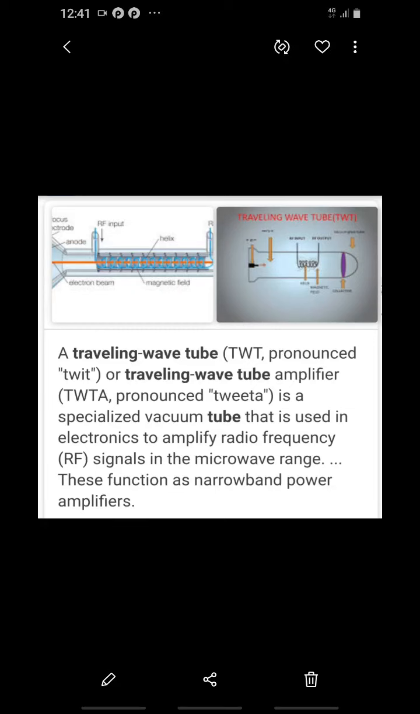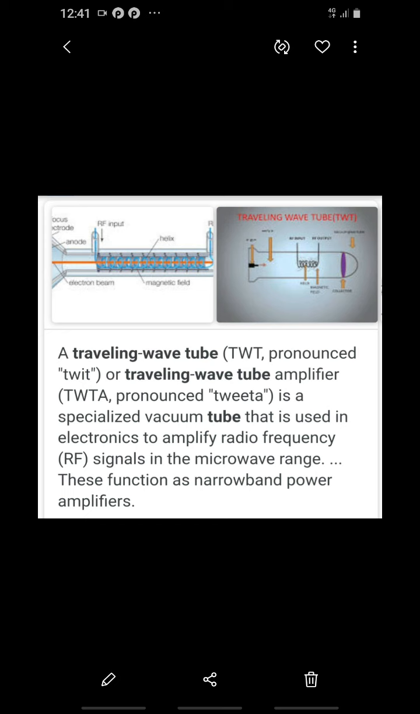Today I am going to explain the traveling wave tube, TWT. A traveling wave tube is an amplifier. It is a specialized vacuum tube that is used in electronics to amplify radio frequency signals in the microwave range.